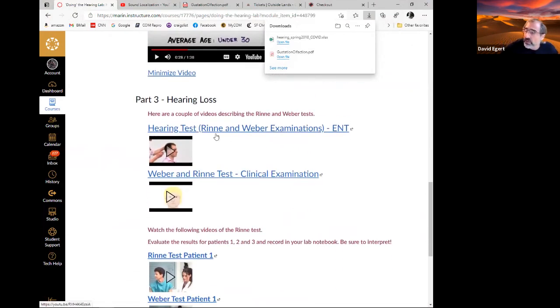Then the last ones are the Rinne and Weber tests. These are the ones that use bone and air conduction to determine your hearing. And again, normally we would do this in class, but instead you are going to watch videos of people being examined.